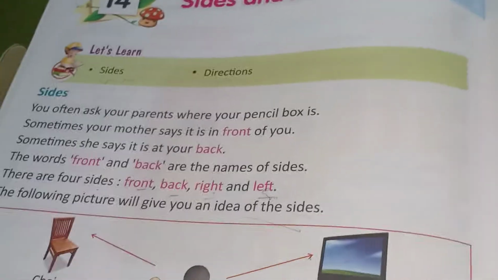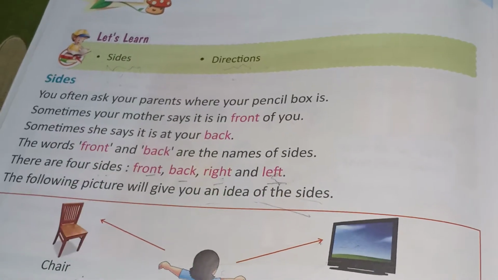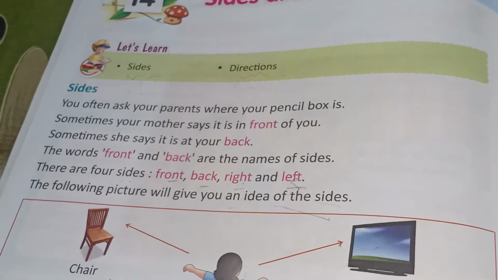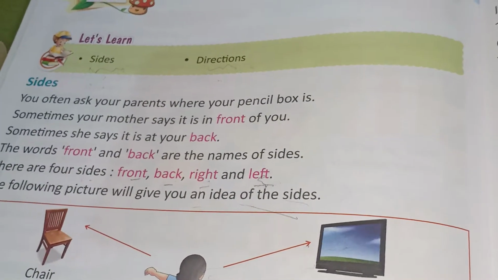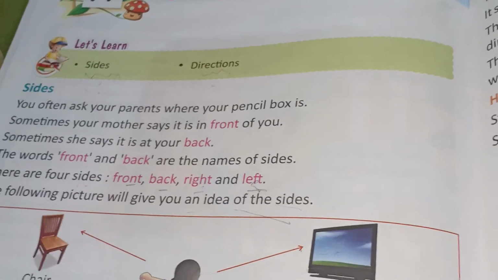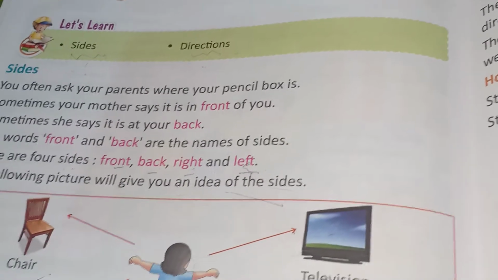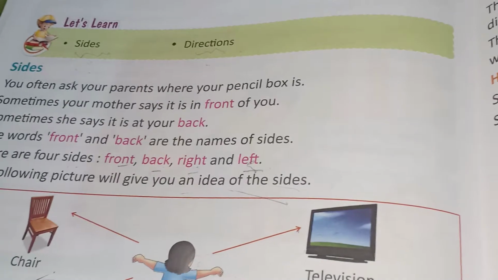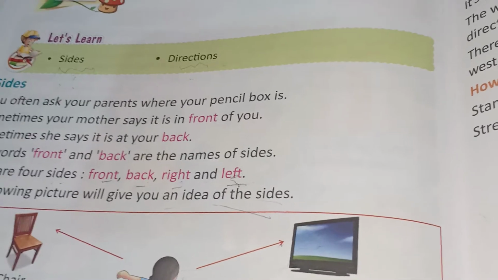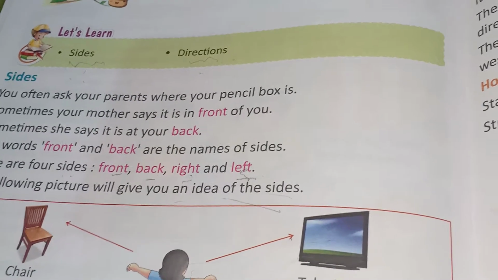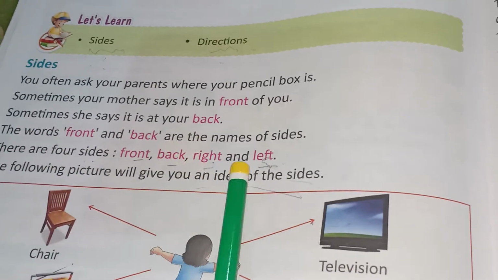Now coming to the sides part, you often ask your parents where your pencil box is. As you all know, children, whatever you ask your parents about your things, they explain to you where it is. If you ask your mother, mother, where is my pencil box, what does she say? That it is in front of you. Yeah, it is at the right side of your... at the right side. Okay, these are all sides. So there are 4 sides: front, back, right and left.